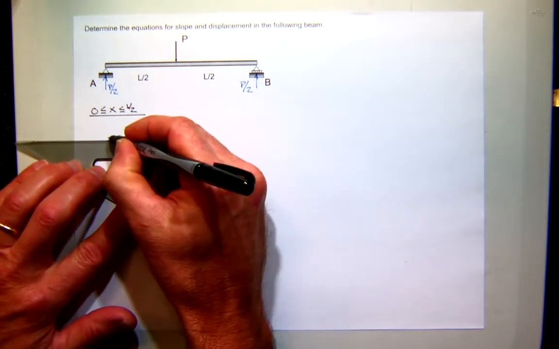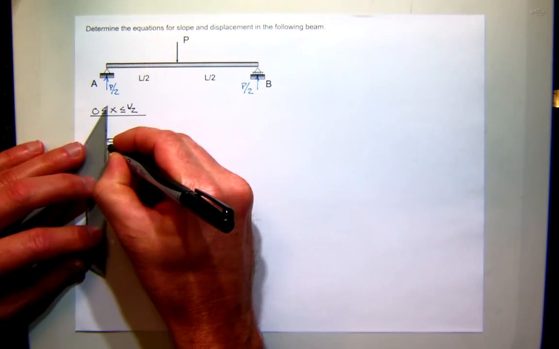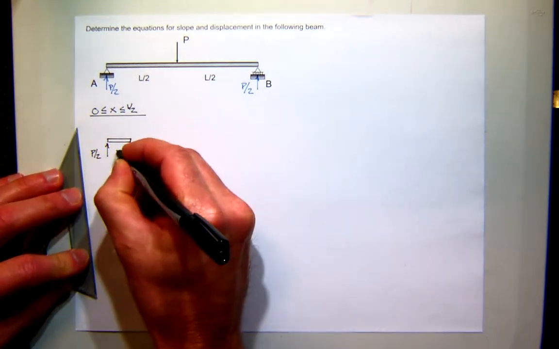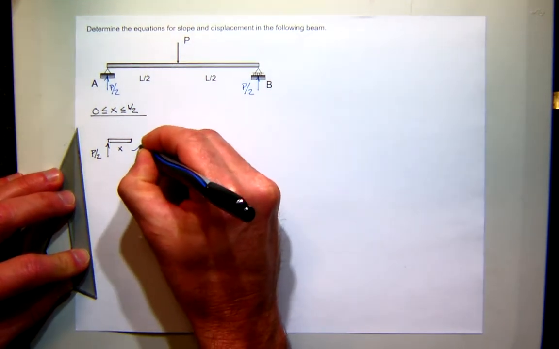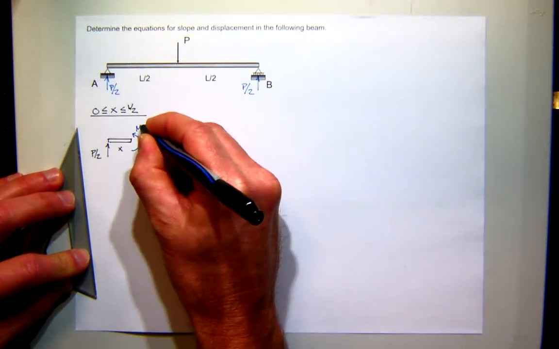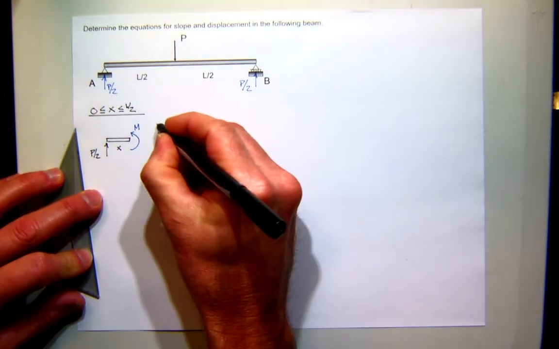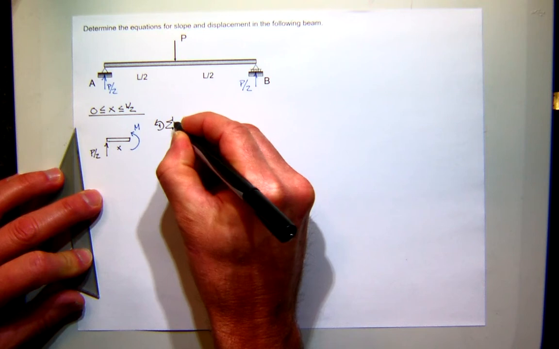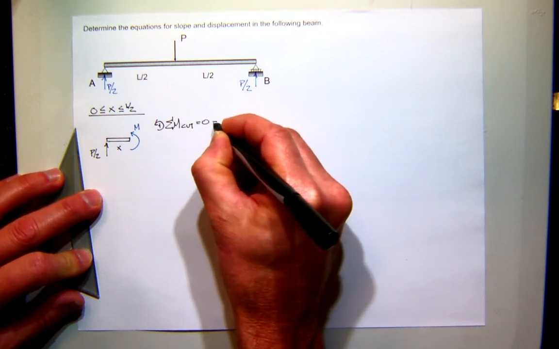then my free body diagram would look something like this. I have my reaction of P over 2, and at some distance x, I'm looking for my internal moment. So all I have to do is sum my moments about the cut, make sure it's in equilibrium.